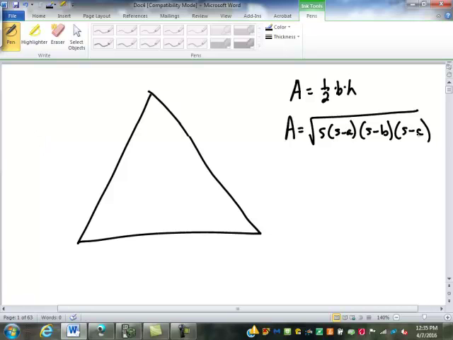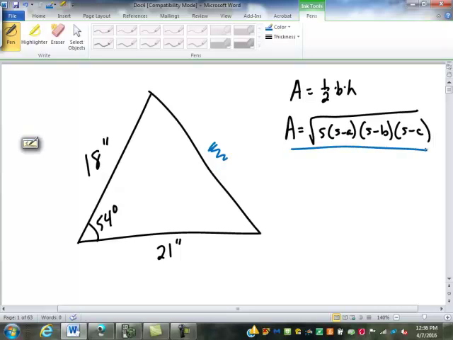So if we are given a triangle where we have a side that's 18 inches long and a side that's 21 inches long, and we're told this angle in between them is 54 degrees. Theoretically, we could go ahead and find this missing side over here using what? Law of cosines, because we'd have two sides and the angle in between them. That'd be law of cosines to find that third side. Then we would have all three sides and we could apply Hero's formula to get the area.